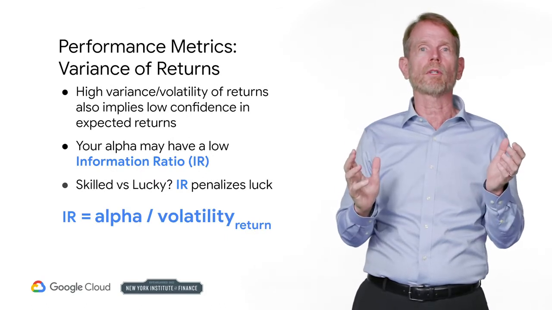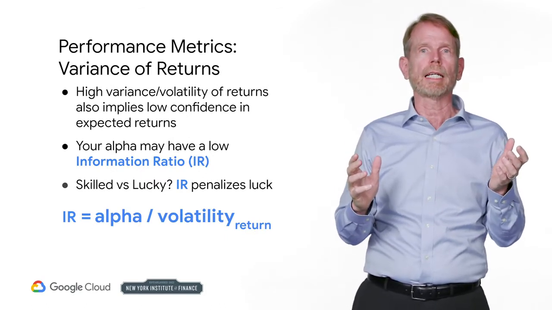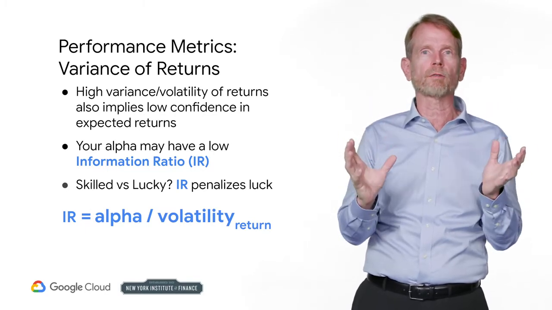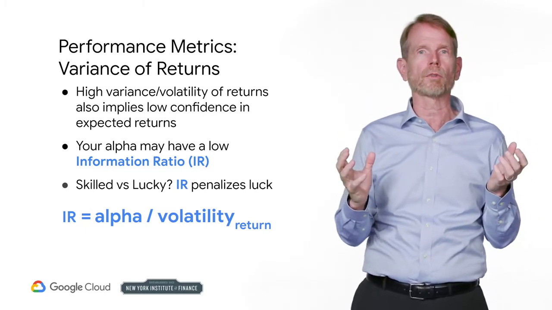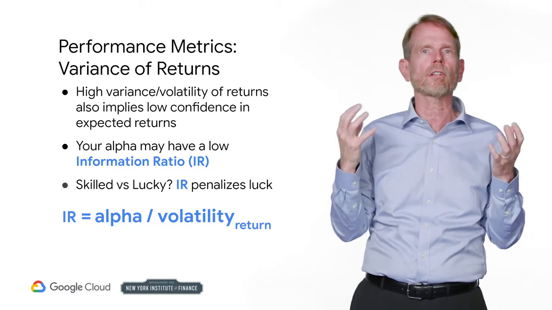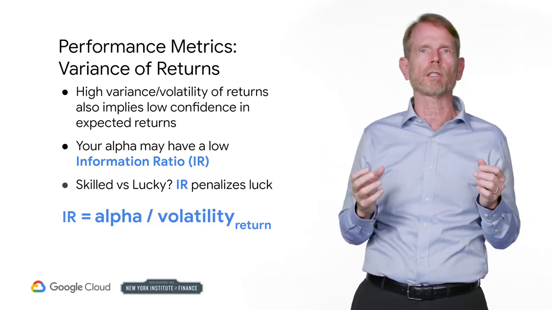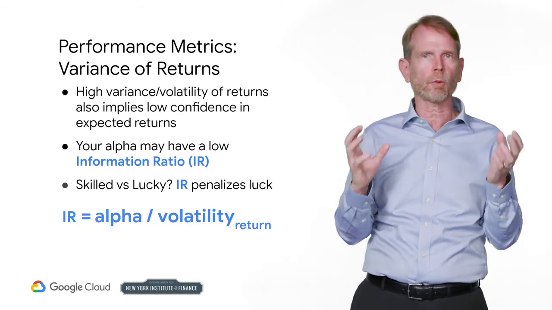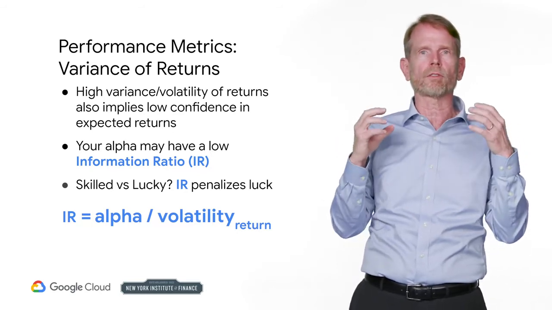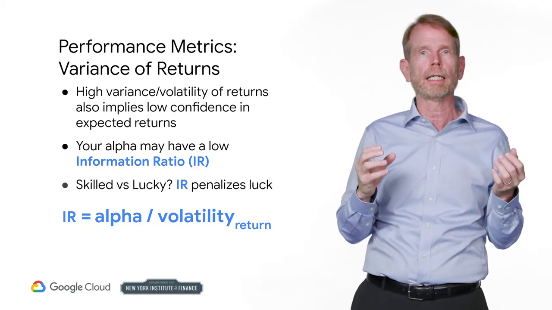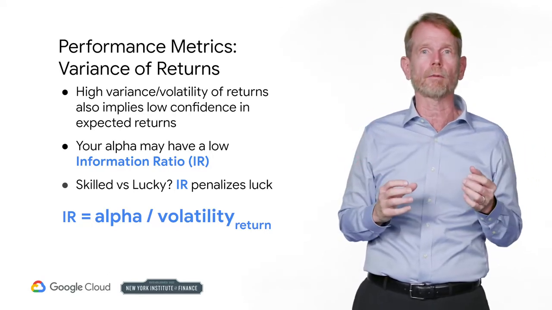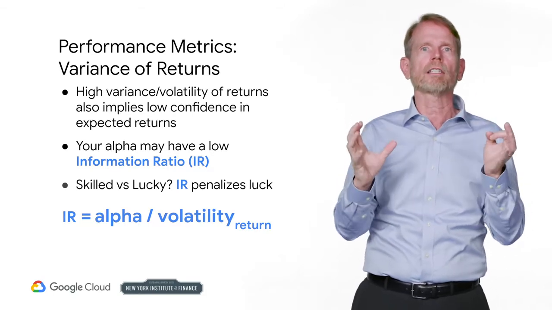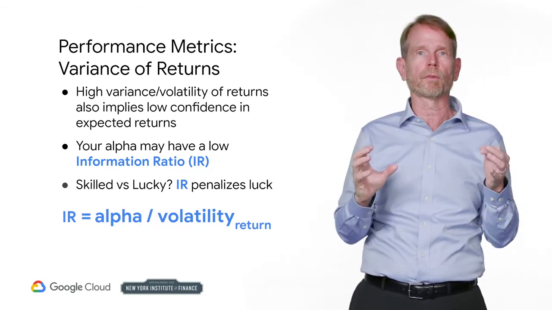Fifth, you compute the variance of your returns. Here is where volatility comes in. If the returns are wildly different, you have uncertain outcomes. You have to wonder if you are just lucky or if you're really skilled at picking stocks. Information ratios are used by traders and investors to gauge whether a strategy or manager is skillful or just lucky. It adjusts the alpha of a strategy for the volatility of the strategy's return.